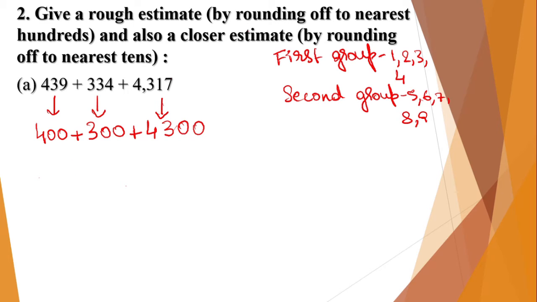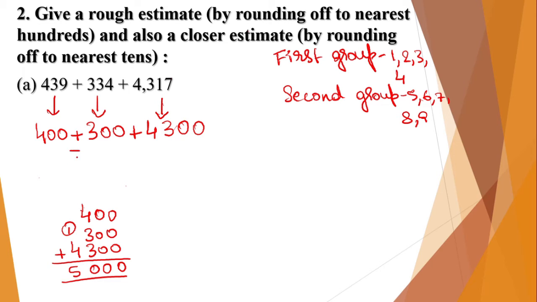Now let's add the numbers. So 400 plus 300 plus 4300. Now first we have a 0, and again 0 plus 0 plus 0 is 0, and 4 plus 3 plus 3 is 10. So 0 and 1 carry over, and 1 plus 4 is 5. So we will get our answer as 5000.